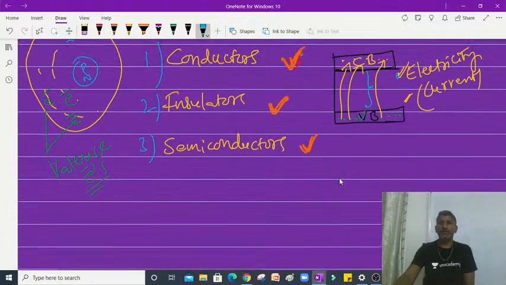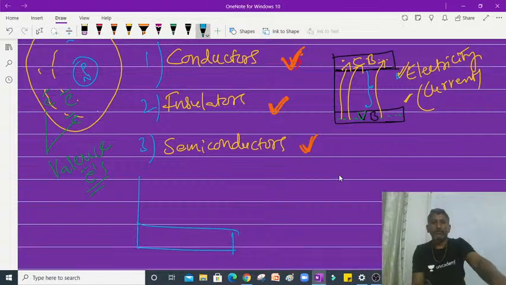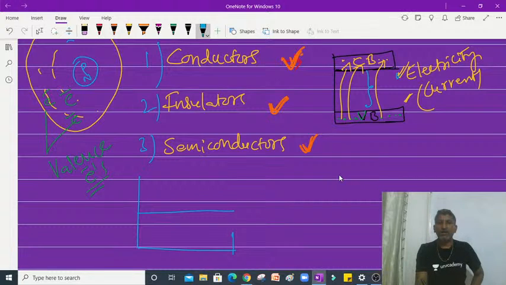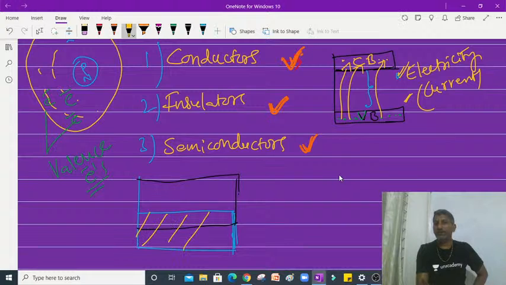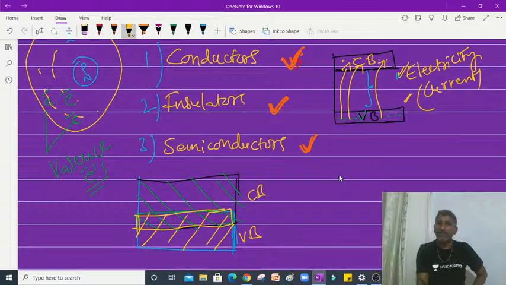Suppose, for example, we take one diagram. Here is the valence band, and this is the conduction band. Try to differentiate this one. Up to here is the valence band, and this part goes to the conduction band. Now you see the combined region. I can say this valence band and this conduction band are overlapped.